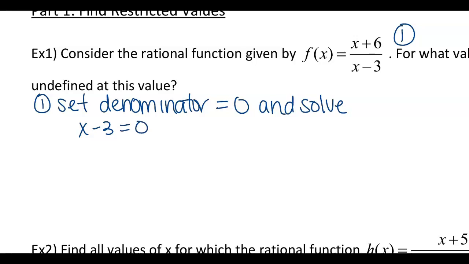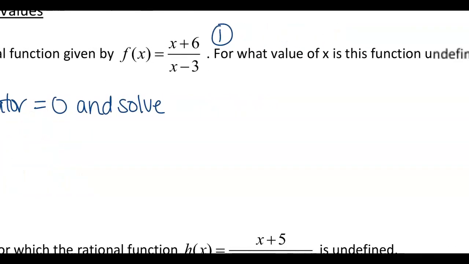How would you move the 3? Add it. So x would equal 3. Mia, what does that mean if x equals 3? When x equals 3, the denominator is 0.